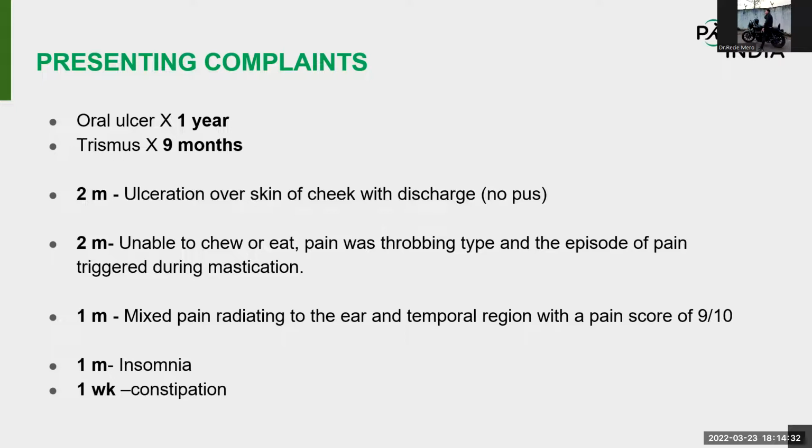Presenting complaint. A 45-year-old patient was admitted with a presenting complaint of oral cancer since 1 year. For 9 months, ulceration over the skin of the cheeks and discharge, no pus. For 2 months, unable to chew or eat, with throbbing pain and an episode of pain triggered during the investigation. For 1 month, mixed pain radiating to the ear and temporal region with a pain score of 9 by 10. One month of insomnia, 1 week of constipation. Next slide.